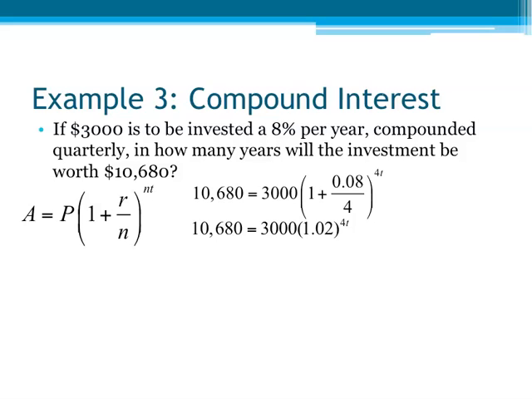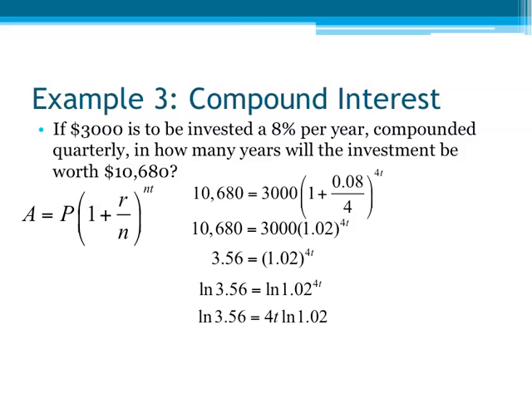In order to do that, I can divide both sides by 3,000, and that leaves me with 3.56 on the left, and then on the right, now I just have 1.02 to the 4t. Now we can take the log of both sides. We can move the exponent out in front, so we'll have 4t times ln of 1.02. And now we try to get t by itself. So it looks like we'll have to divide both sides by 4 and divide both sides by ln of 1.02. And then we're going to go ahead and plug this into the calculator.